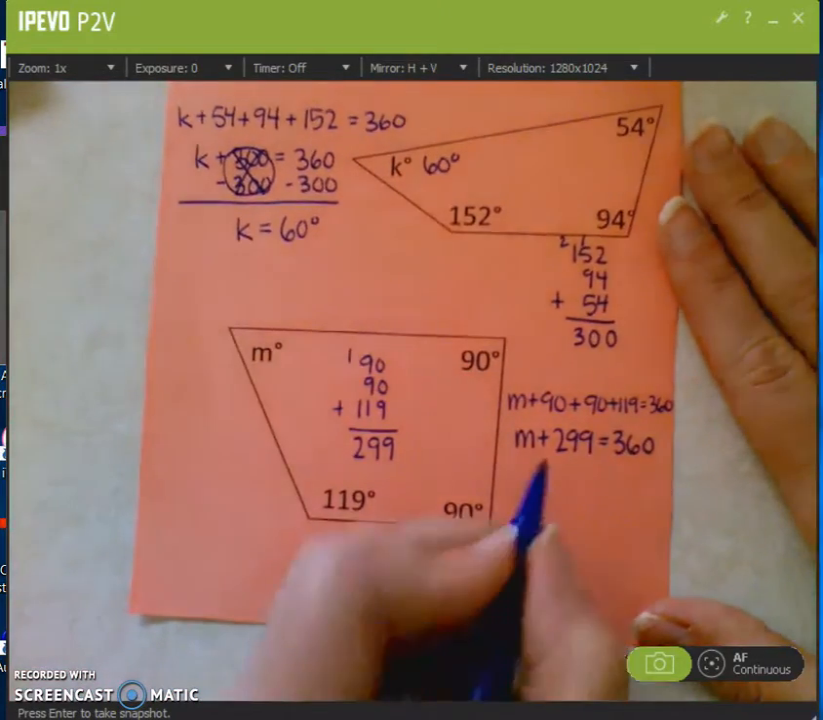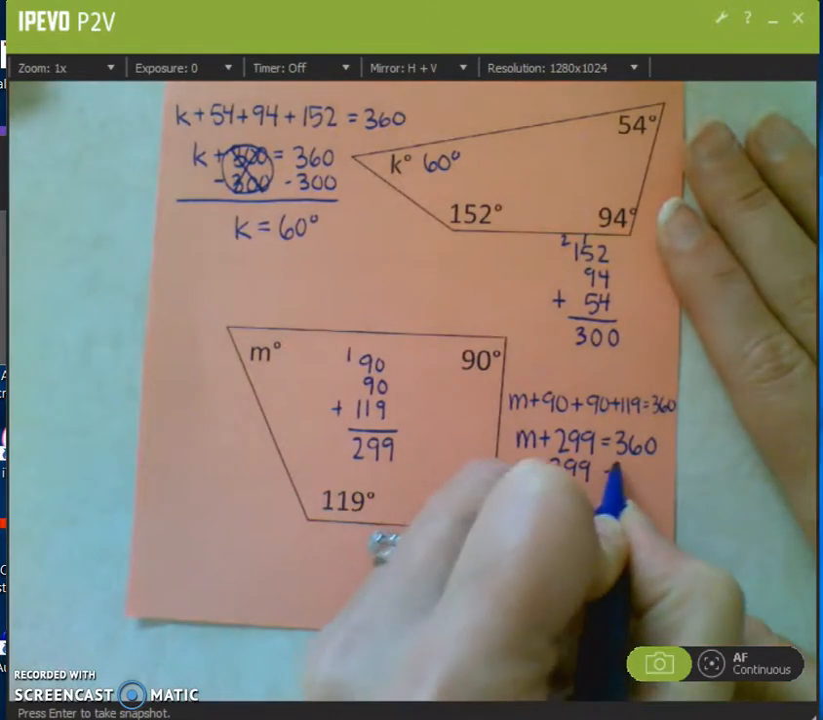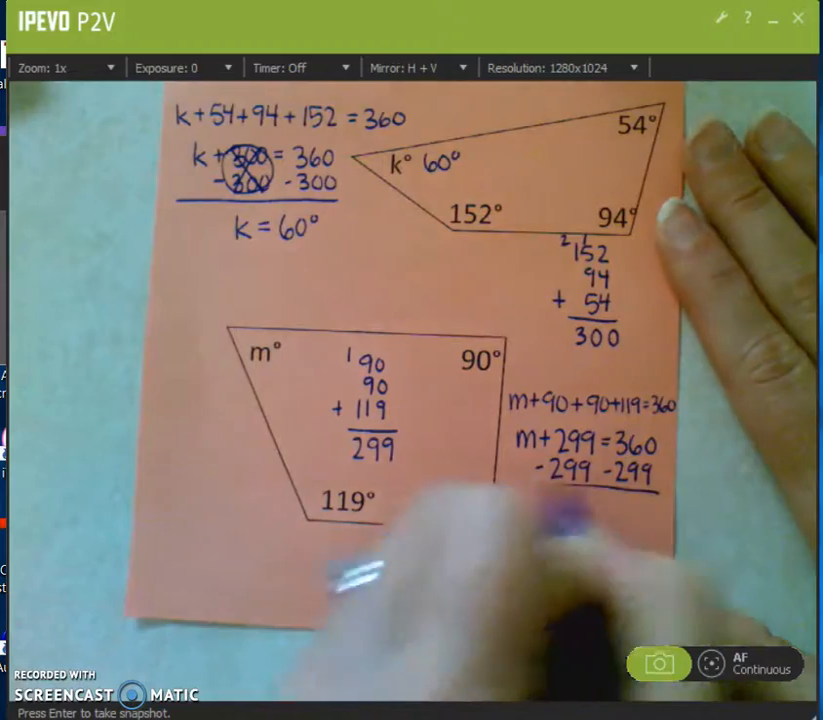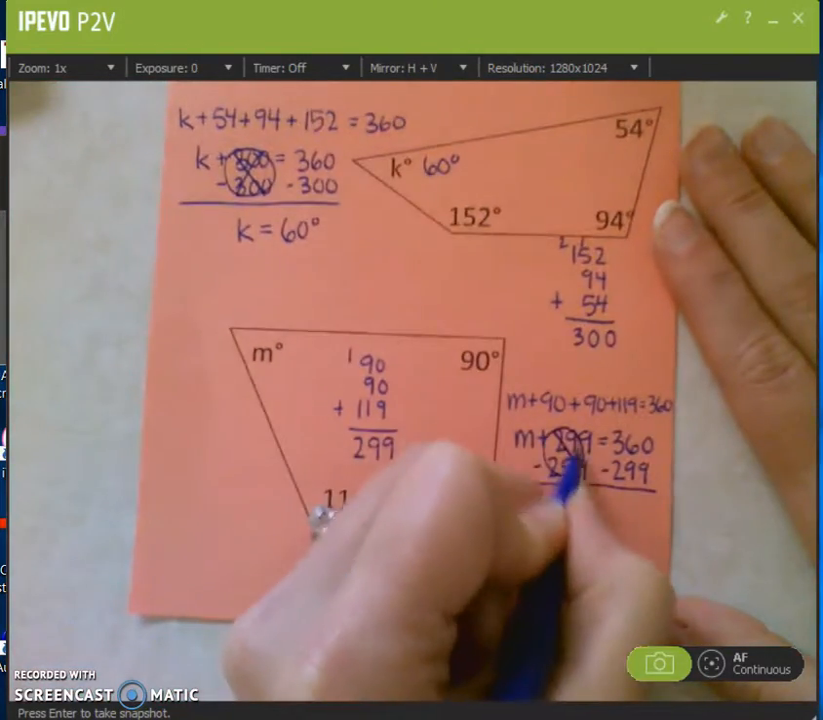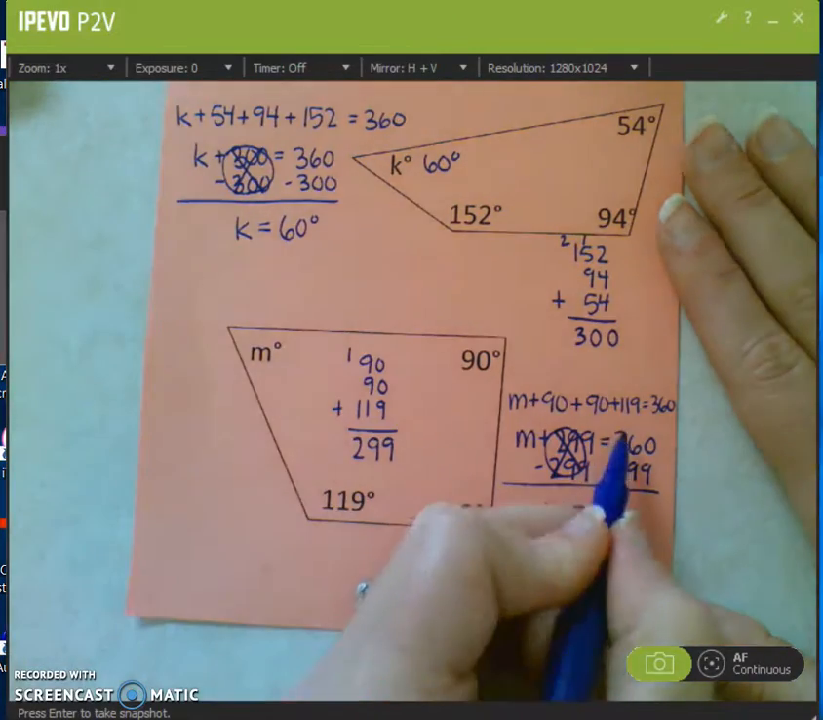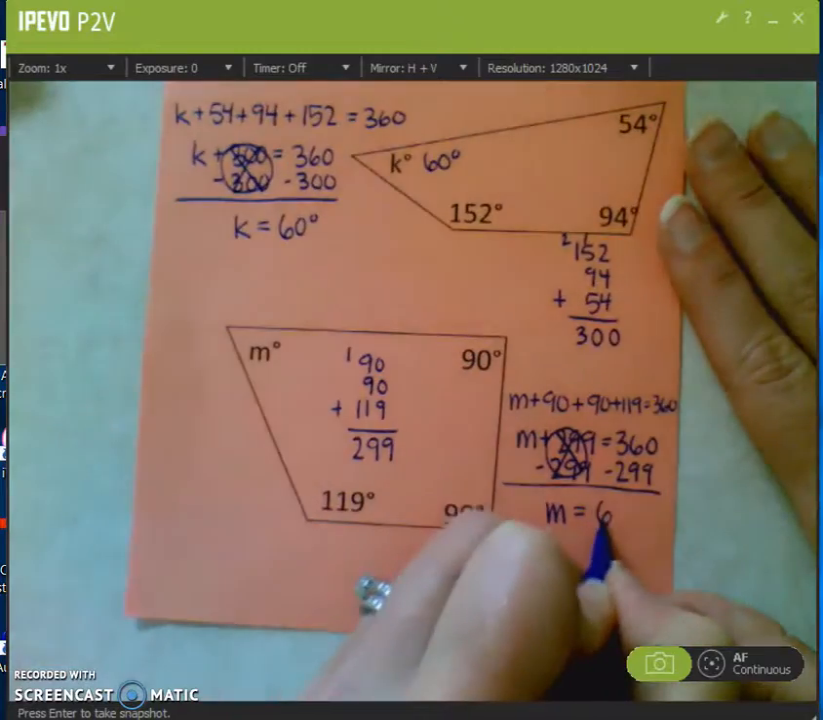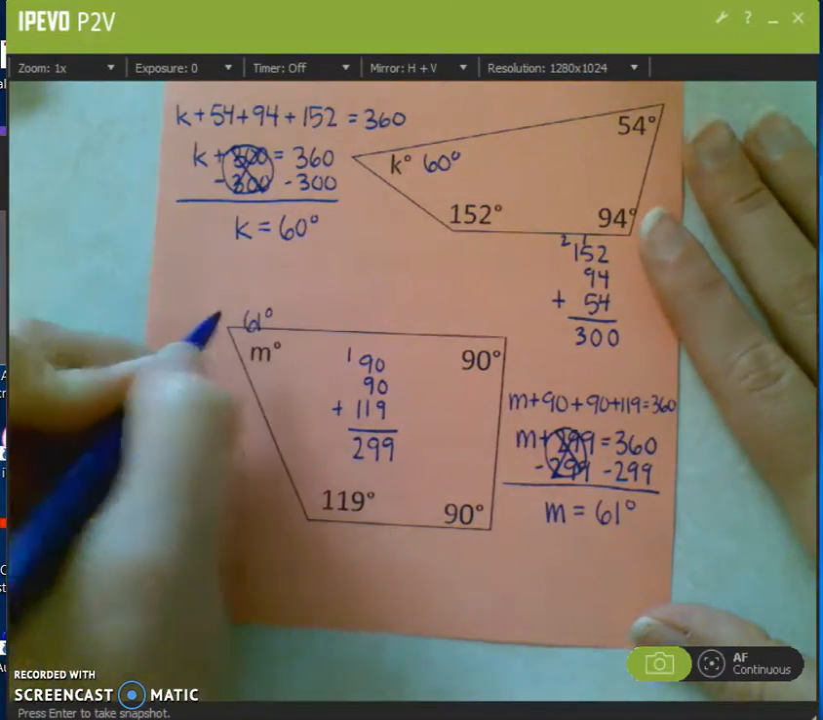360. The inverse of adding is subtracting, so I'm going to subtract 299 from both sides. 299 minus 299 is 0. This cancels out, and I can just pull down my m on this side. 360 minus 299 is 61. So m is equal to 61 degrees.